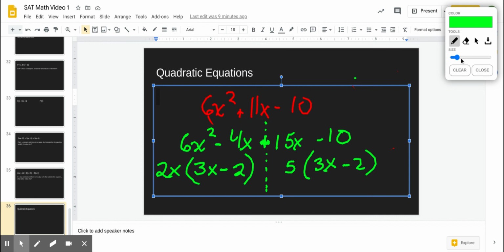So what we can then do on top, I'll put it in red up here. The answer would be 2x, take all the ones that are outside the parentheses, plus 5. And it's plus 5 because there's no negative there. That's one binomial. And the other binomial will be just 3x minus 2. So we took our trinomial and we created our two binomials.